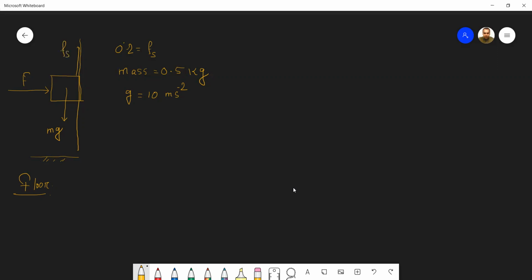Let us assume that the friction force is Fs. Sorry, let me do one correction here. The coefficient of friction is not given by Fs. The coefficient of static friction is given by mu s. So Fs is the friction force itself and mu s is the coefficient of friction. So ideally the balance between these two forces, the friction force and the weight, in this scenario would be Fs equal to mg. So the friction force is equal to the weight of the wooden block.